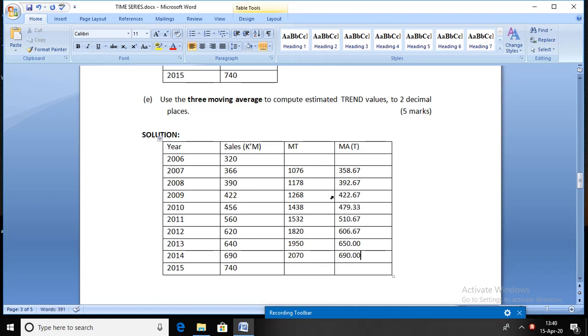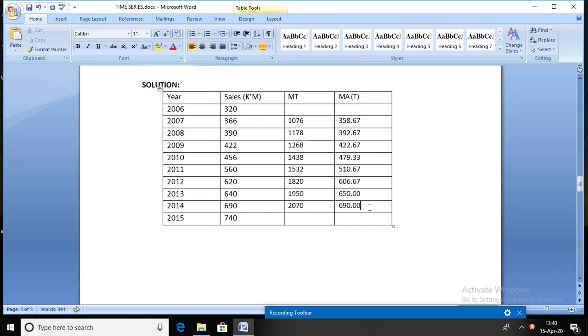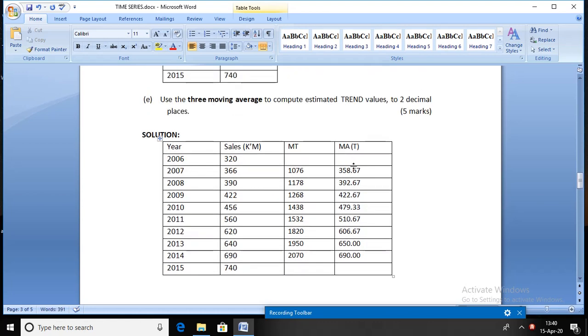Why are we dividing by 3? Because we are getting the sum of 3 values. It's an average, it's just the mean of those values. Sum of the values divided by the number of values, that's what we are doing. So this question is done. That's all you needed to do.